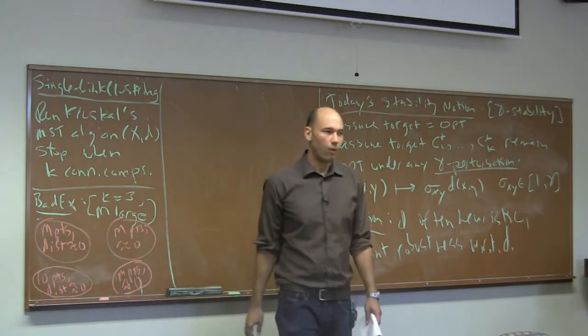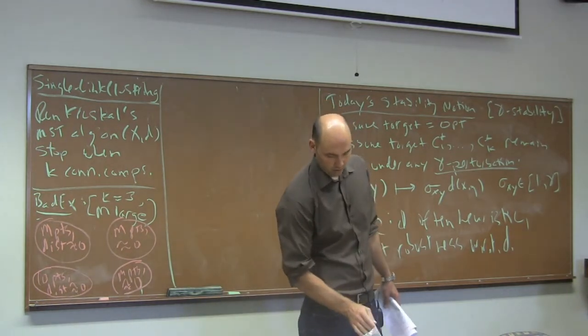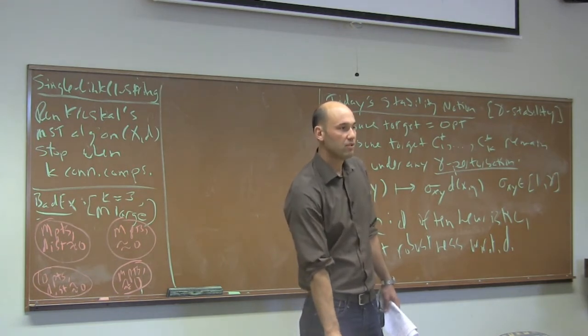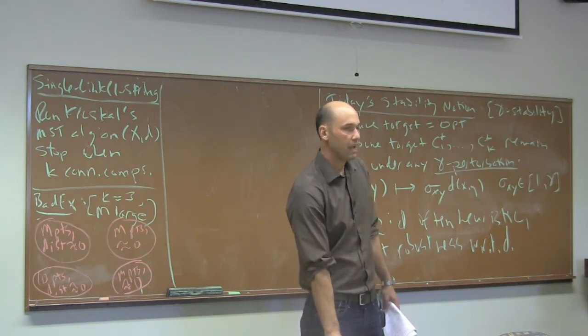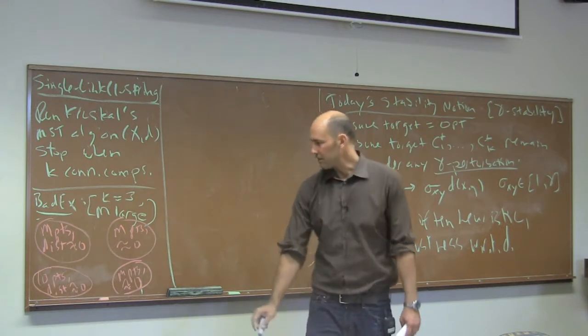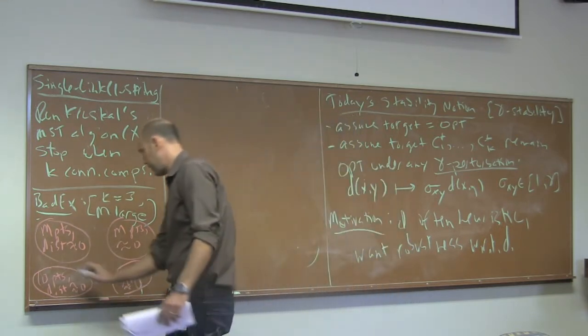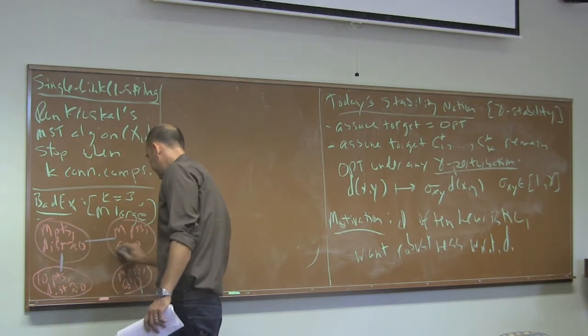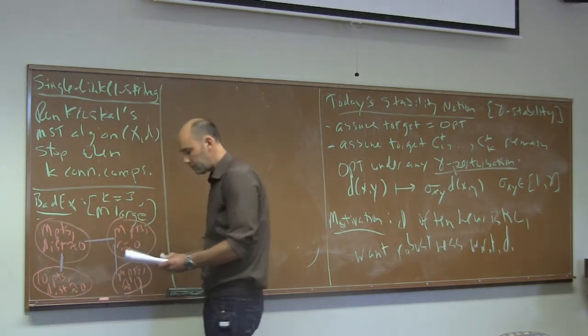Now, if only we had 4 centers, if only k was 4, we'd be golden, right? We just put 1 center in each group, and everybody would be distance 0 from some center. So our k-median objective would be like 0, right? But the problem is I've only given you 3 centers, okay? So intuitively, you're going to have to merge 2 of these groups into 1, okay?